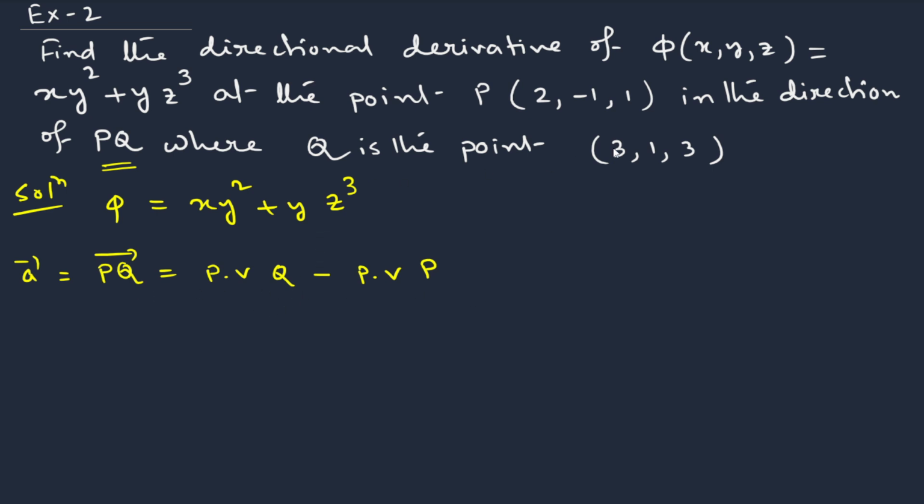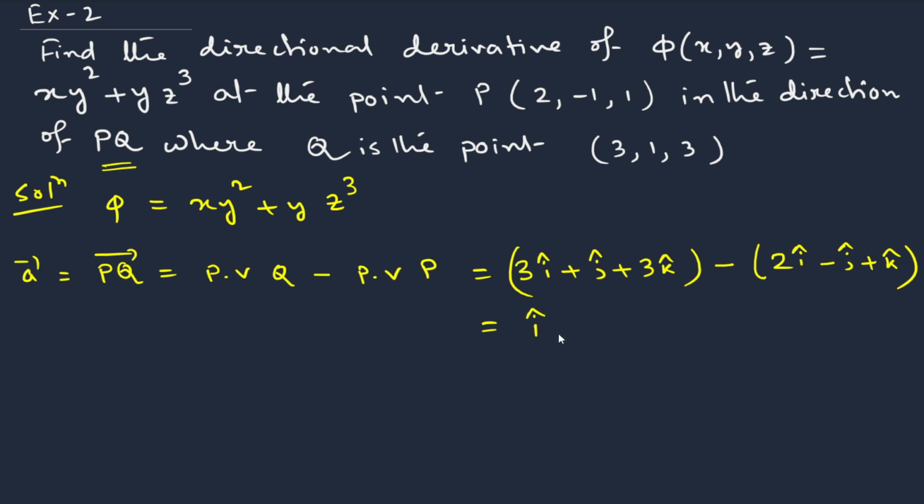So position vector of Q is how much? It will be 3 i cap plus j cap plus 3 k cap, minus, and position vector of P is how much? 2 i cap minus j cap plus k cap. Okay. So 3, 1, 3 and then 2 minus 1 plus 1. So after calculating, it will be i cap plus 2 j cap and then how much is it? 3 minus 1 plus 2 k cap. So this is a bar.